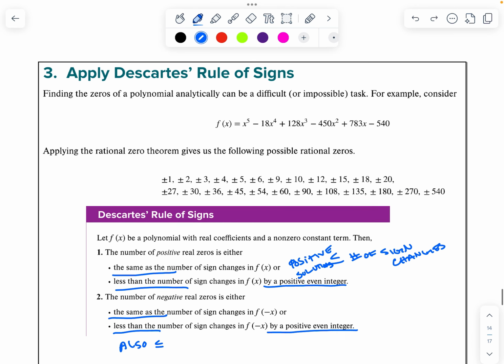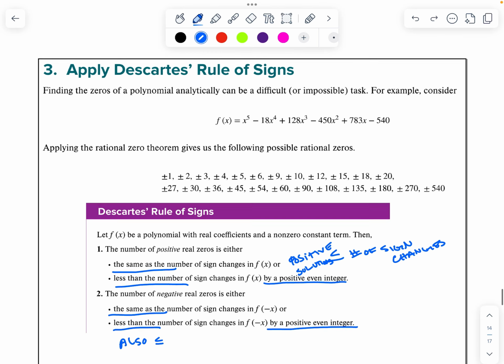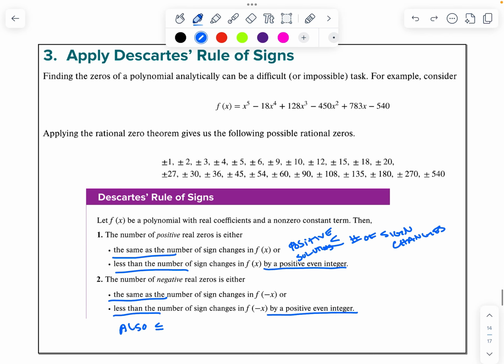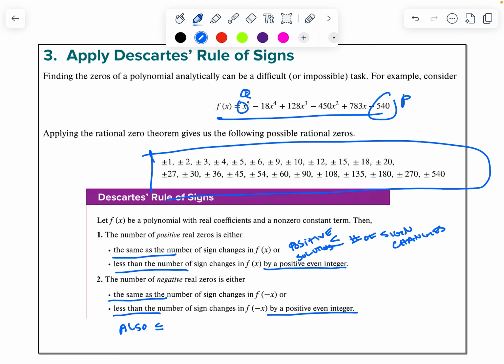All right, the next thing we need to look at is Descartes' rule of signs. What Descartes' rule of signs says, it's going to tell you how many of your solutions are going to be positive and how many of your solutions are going to be negative. This is talking strictly about real zeros, right? So not anything that's complex. So if we were given this polynomial, what we would do is we would start with synthetic division. We would say we need all the factors of 540 over all the factors of 1. And those are all listed right here. Those are all the possible rational solutions.